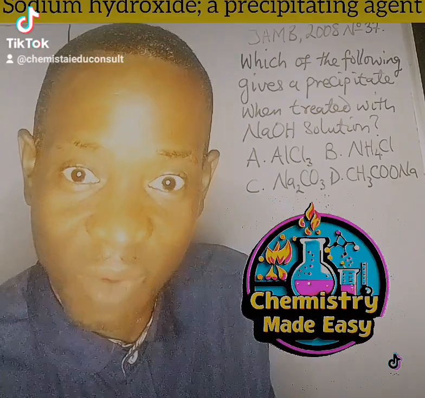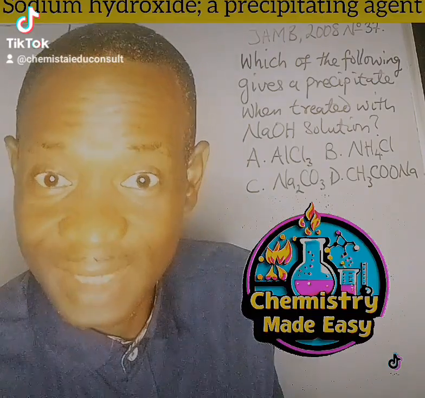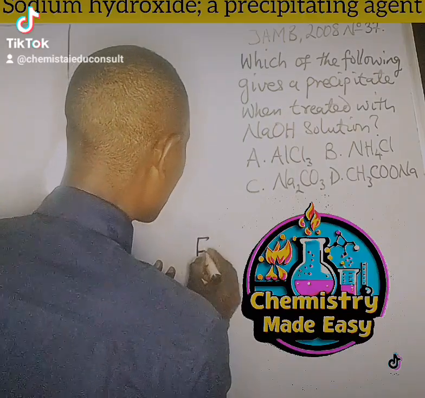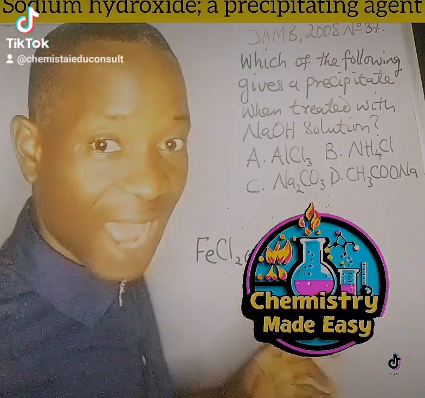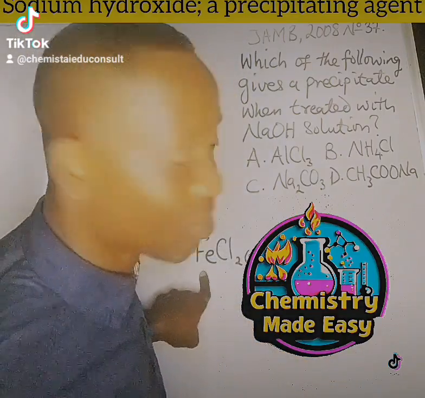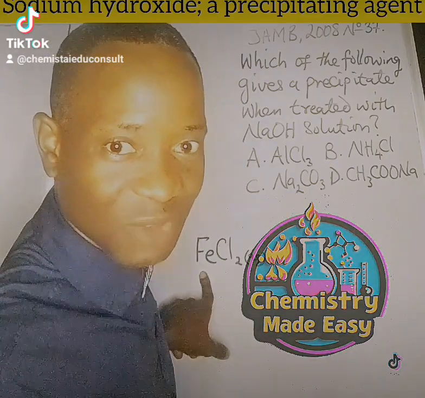solution during qualitative analysis. For instance, when you dissolve iron(II) chloride in water, you form a solution, and you want to test for the presence of iron(II) ion. What you do is to add sodium hydroxide.